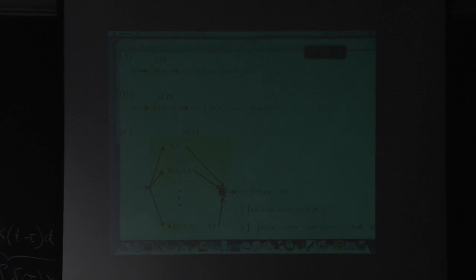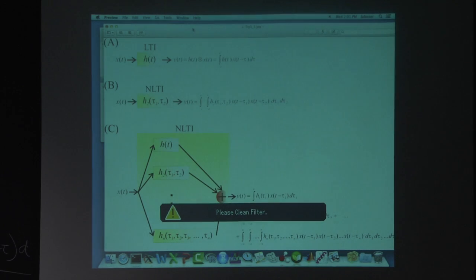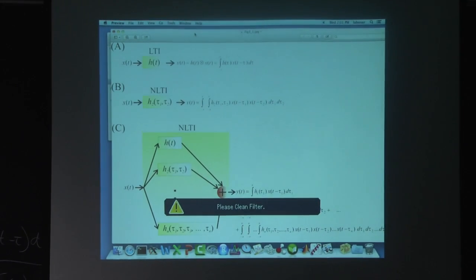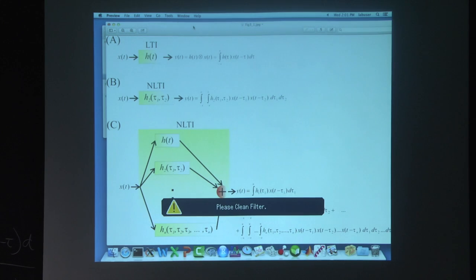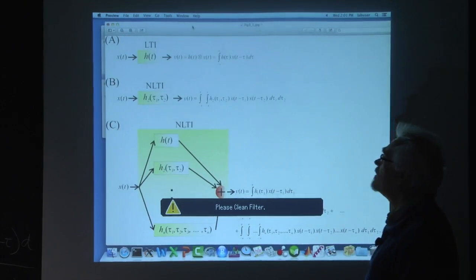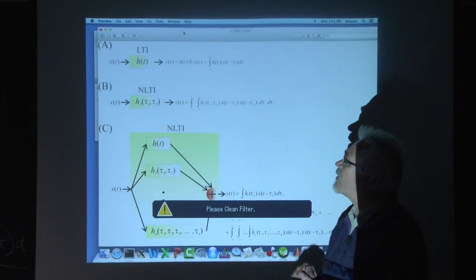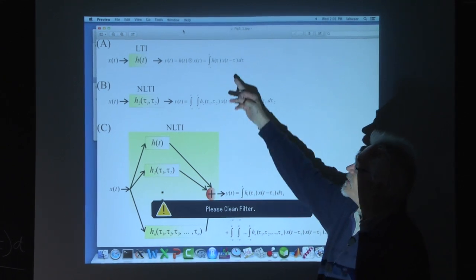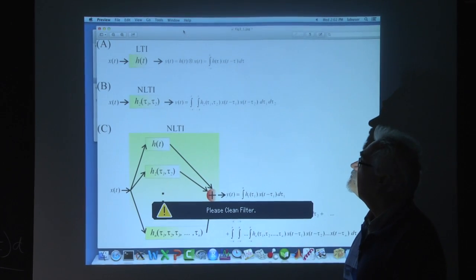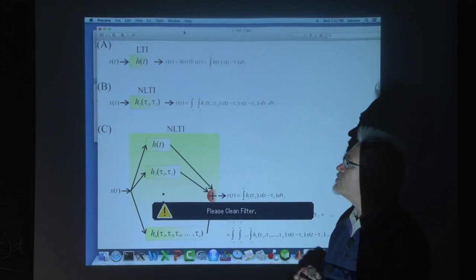And this is a figure in the book. It's figure 3.1. And here is the idea. This is what we looked at before we started talking about nonlinear systems. This is a linear system, a linear time invariant system, and it's governed by convolution.